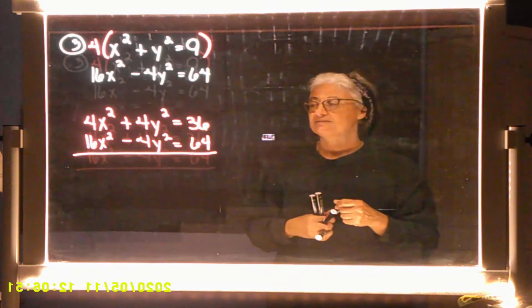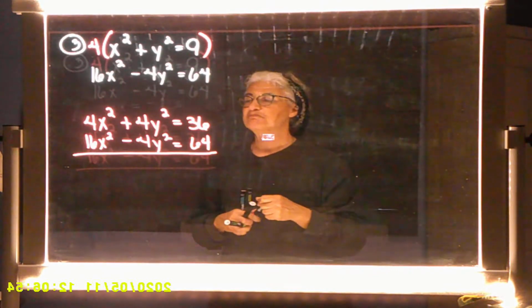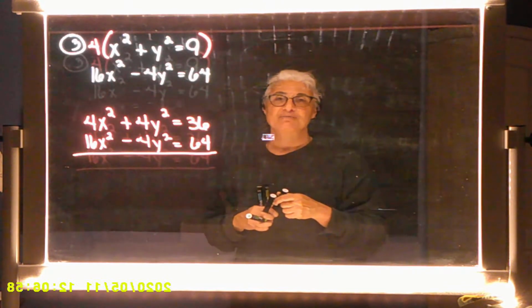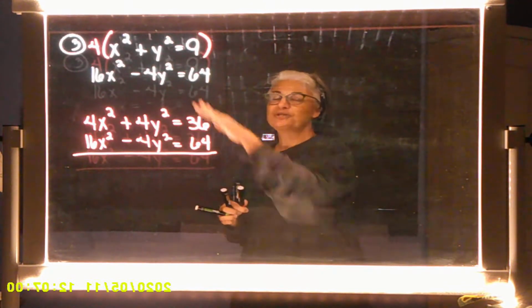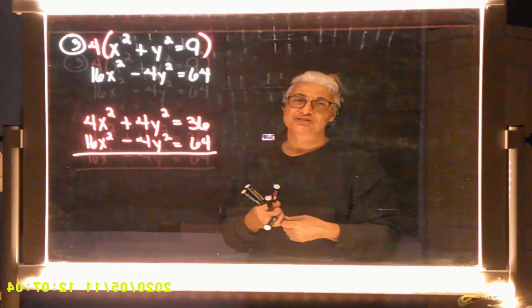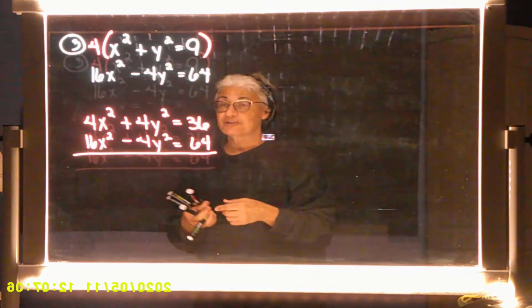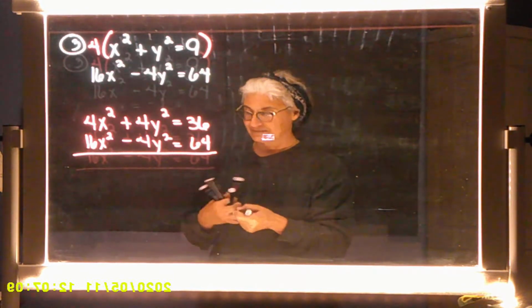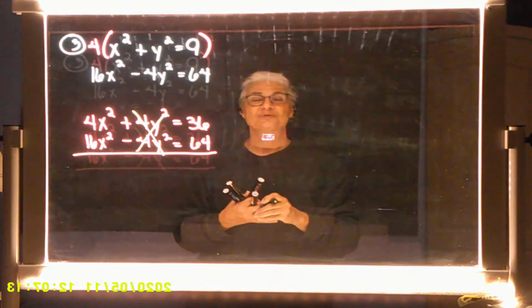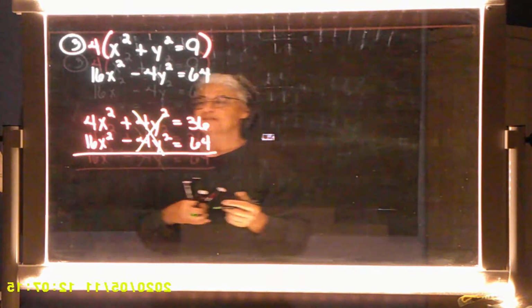Here's a little trivia question for you. The elimination method also used to be called the addition method. Why? Because when you added these equations, hence the addition method, one of the variables was supposed to drop out. This variable is going to drop out when you add them. So that's why it was also called the addition method.